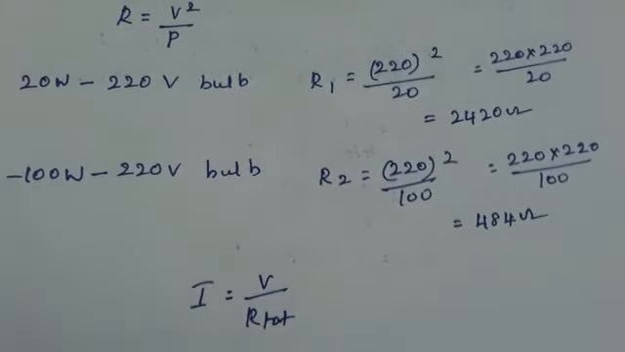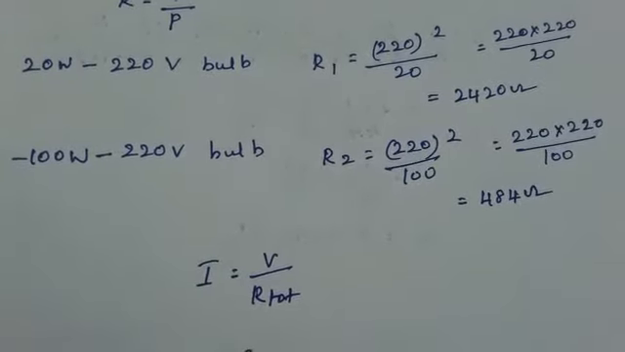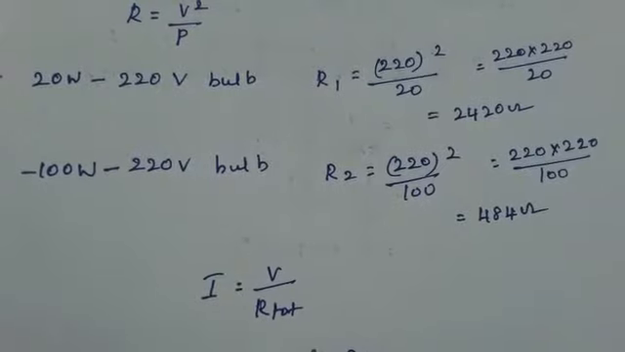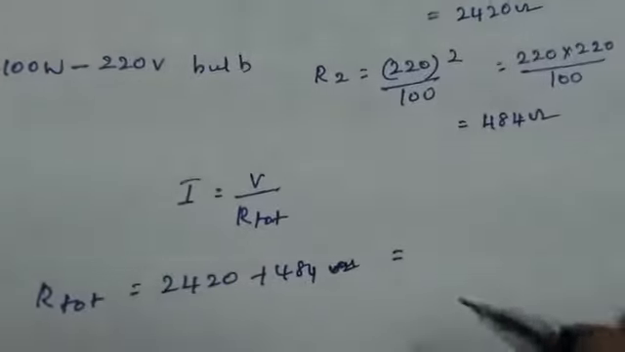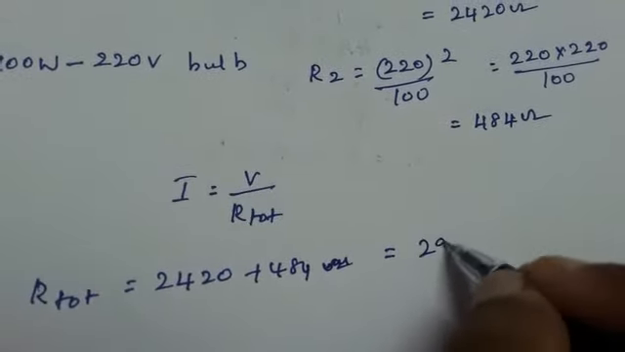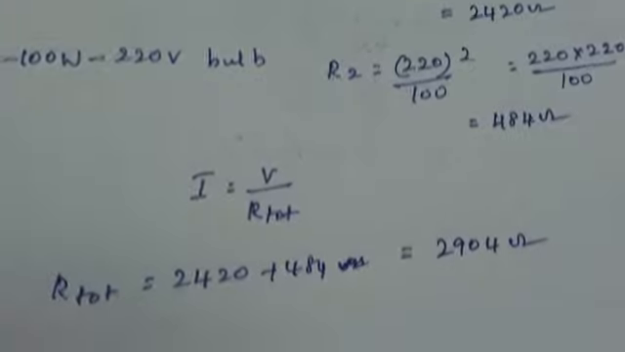So what is your R total? R total is equal to 2420 plus 484 ohm. What value is that? That is 2904 ohm. This is your total resistance in the circuit.